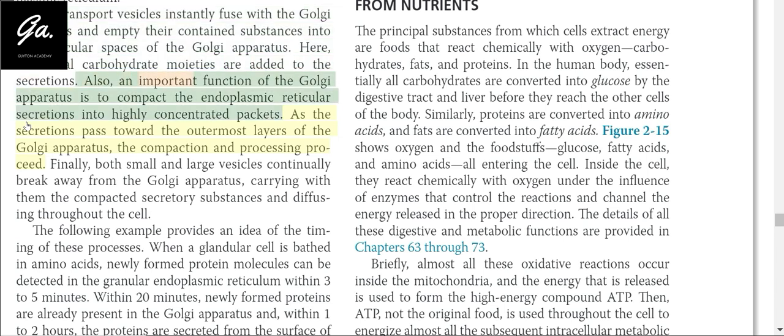Also, an important function of the Golgi apparatus is to compact the endoplasmic reticular secretions into highly concentrated packets. As the secretions pass toward the outermost layers of the Golgi apparatus, the compaction and processing proceed.